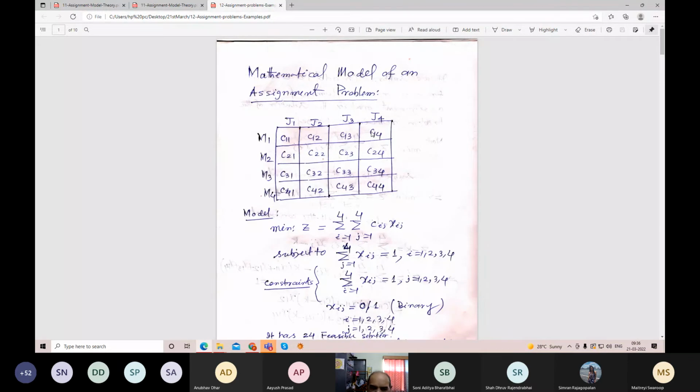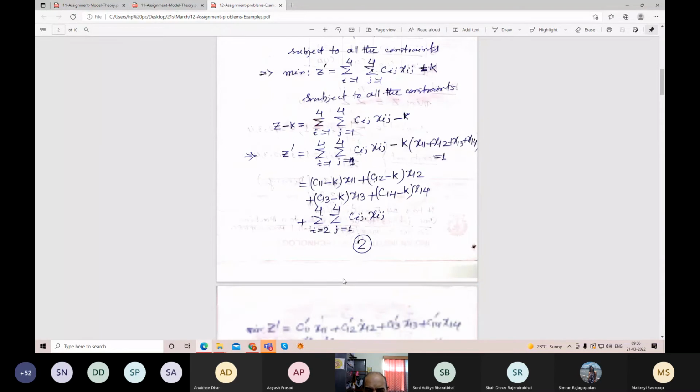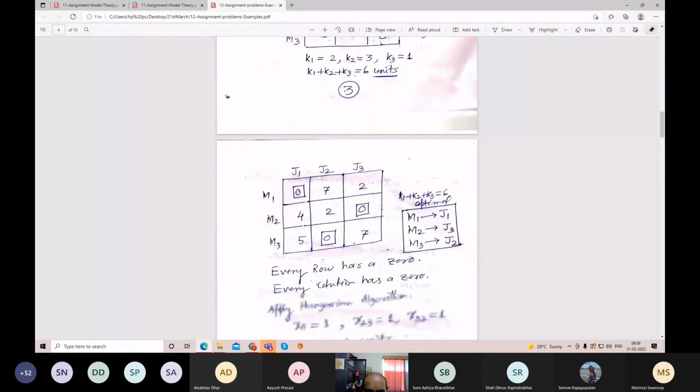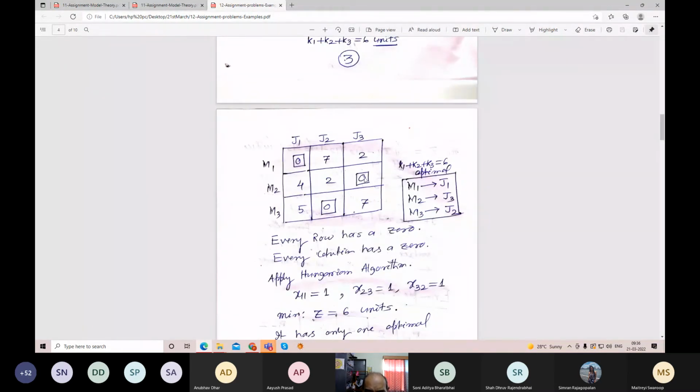So for example, if I am assigning, in this case, you can see here, out of the 9 such variables, 3 are non-zero. X11, that is 1, non-zero.